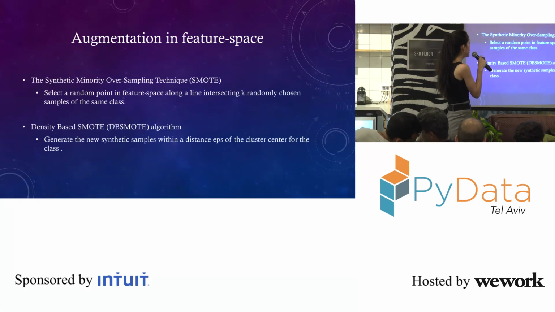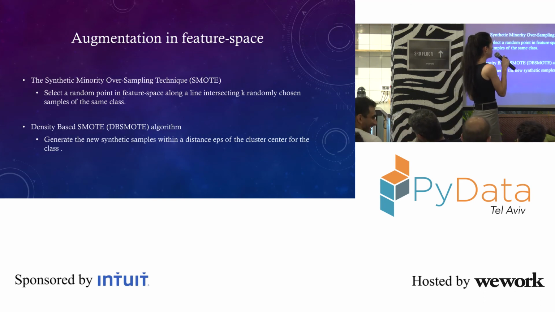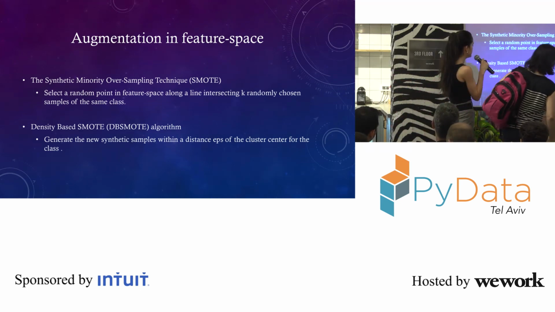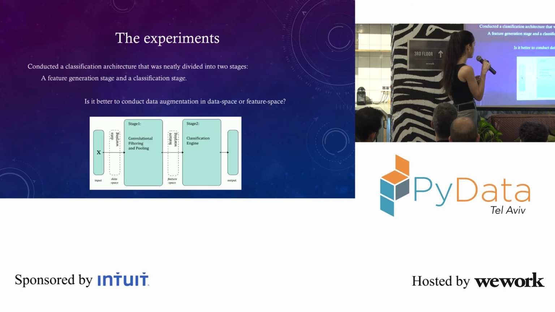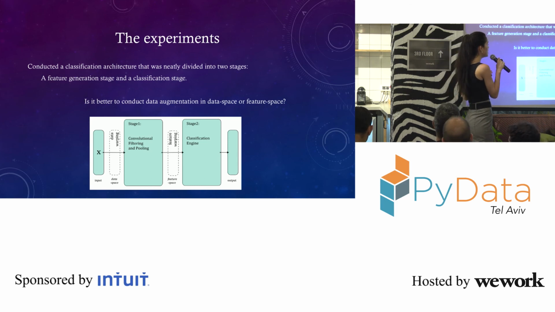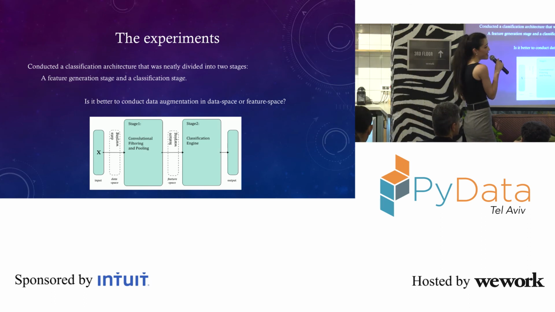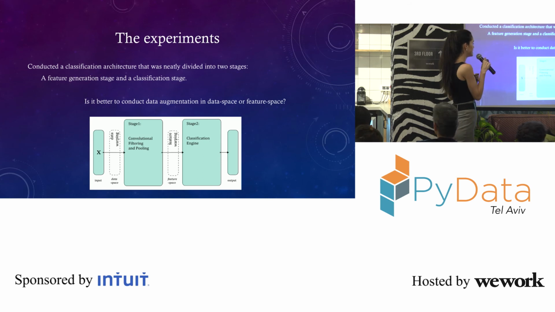There are two other algorithms I've found for augmentation in the feature space. The first one is SMOTE, which stands for Synthetic Minority Oversampling Technique. And the second one, which is more complicated, is the density-based SMOTE algorithm. For the experiment, I built a classification architecture that was divided into two stages. The first stage included the feature generation, and the second one is the classification stage. Then I was wondering, what's better? Is it better to conduct data augmentation in the data space, or is it better to do it in the feature space?